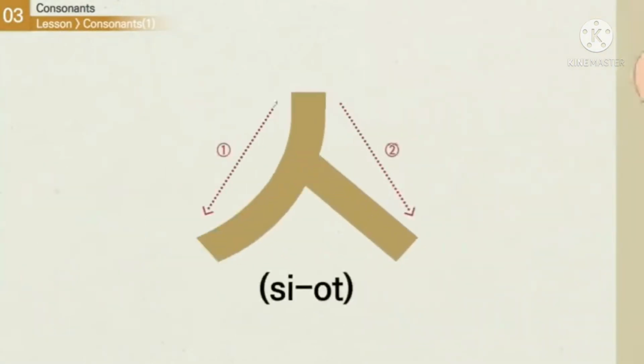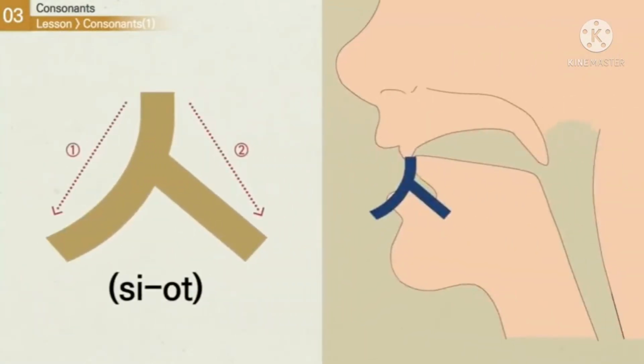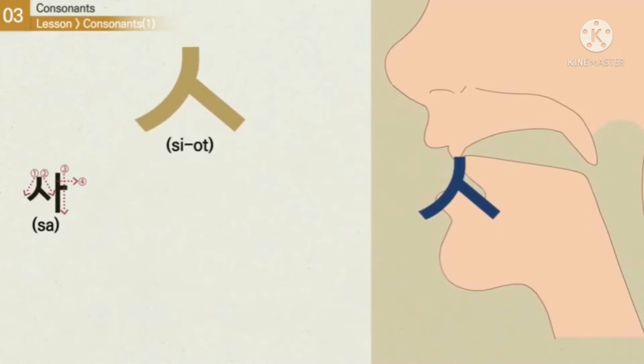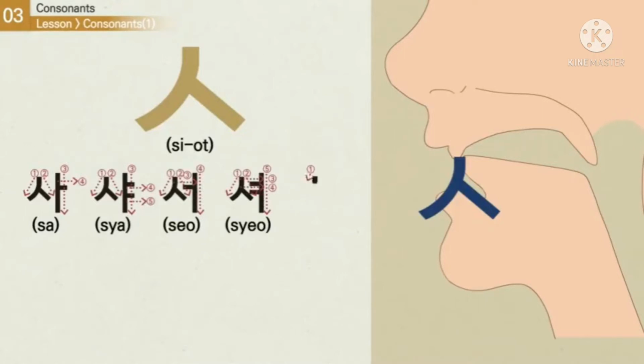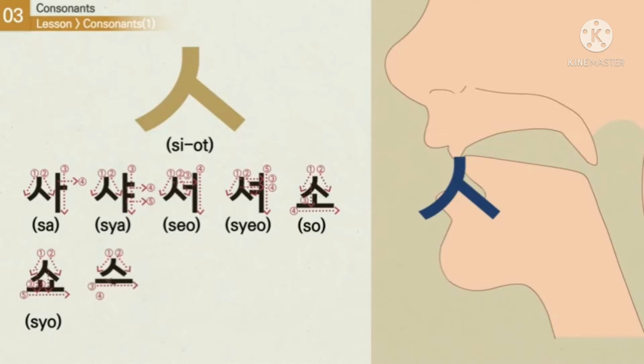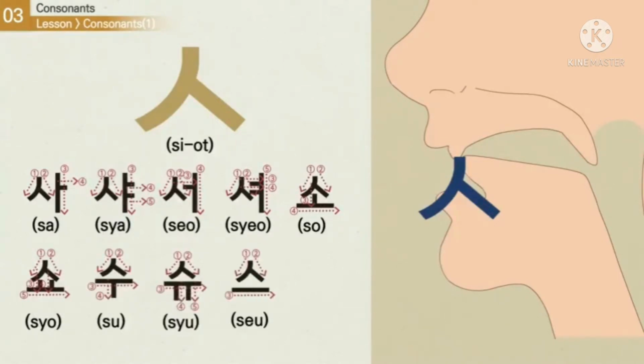The 시옷 sound is made by touching your tongue against both your upper and lower teeth. In this way, your teeth resemble the 시옷 shape. Listen carefully. 사, 샤, 서, 셔, 소, 쇼, 수, 슈, 스, 시.